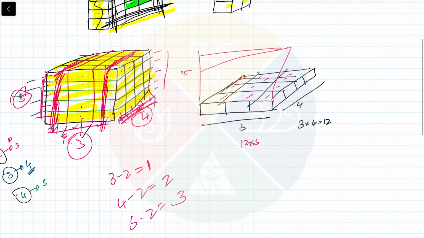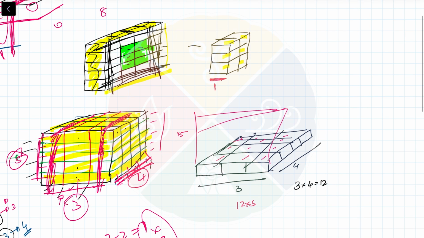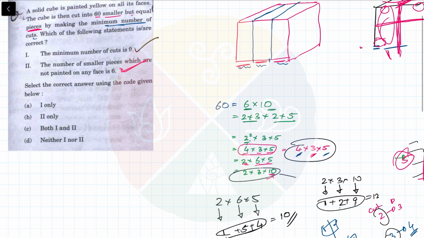Now the inner side will be having the dimensions of 1 into 2 into 3. See, only 1 layer, 2 layers, and here 3 layers. So 1 into 2 into 3, you will find there are 6 cubes. So the answer for this problem is, the inner side will also have 6. So both the statements are correct.